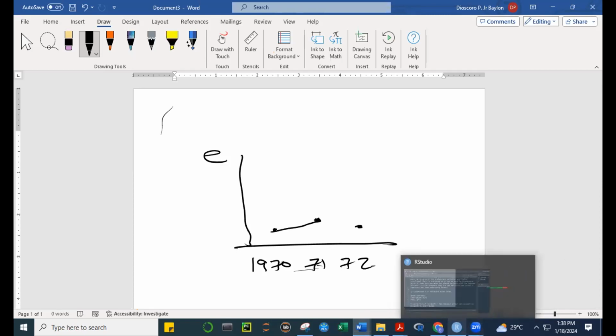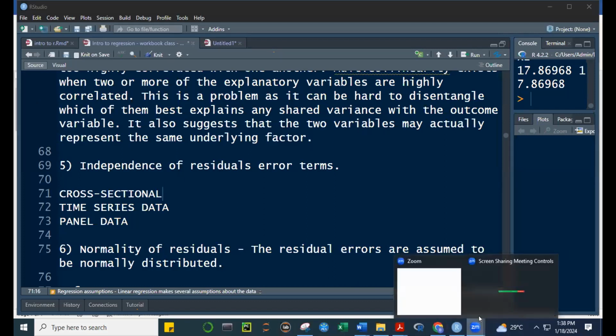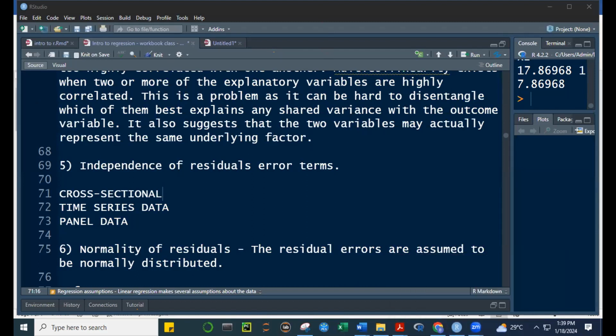May I have your feedback, class, if the discussion here of the independence of the residual terms is clear to you? Kindly chat, please, if the importance of independence of residuals is clear. However, it's more important for time series data and panel data.